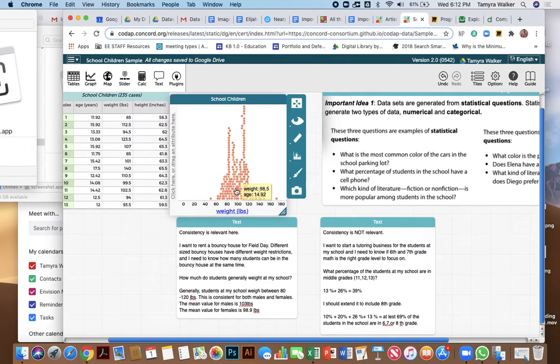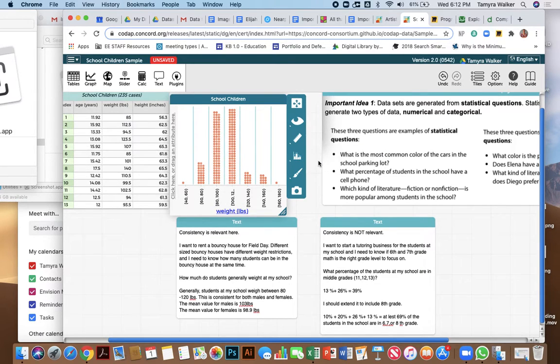I want to see if there's a range that can represent the weights of students at my school. So what is that range of weights? I'm going to group this data into bins. Here I see that generally students at my school weigh between 80 and 120 pounds.